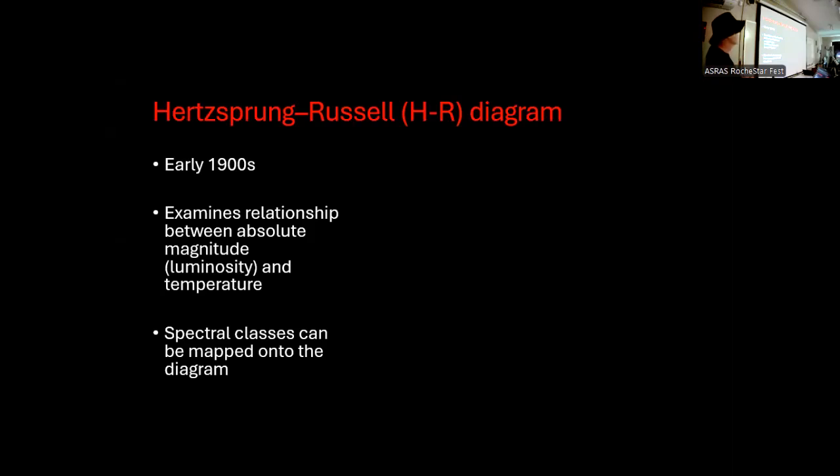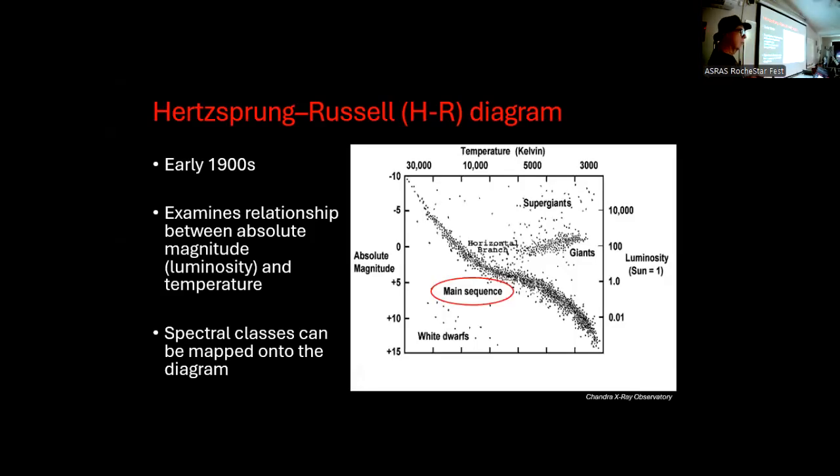The Hertzsprung-Russell diagram adds further clarity to this classification of stars. And I've tried to put the really important terms in red up here, so that we allude back to what I wanted to accomplish with this talk. So this was accomplished in the early 1900s. It looks at the relationship between absolute magnitude, or luminosity, and temperature. And it turns out that the spectral classes, the Harvard classification system, can all be mapped into this. So this is one example. There are a gazillion of these out here.